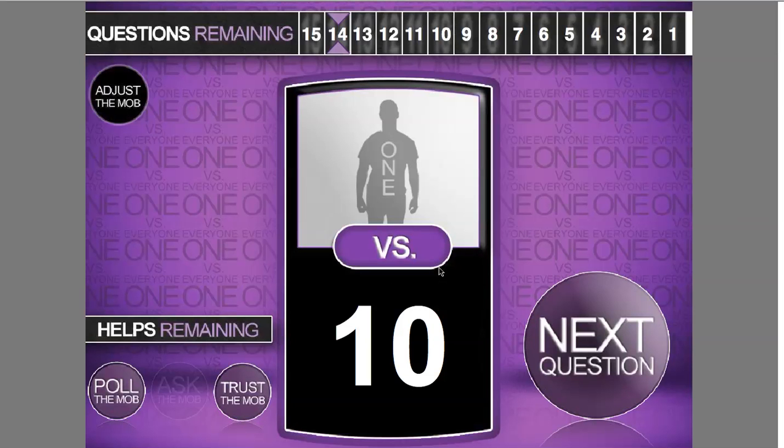And now this is the contestant versus just 10 of those audience members. We can always adjust the mob by, say for instance, a new student walks in the door, or a new audience member walks in the door. Or say for instance, a couple of the members of your audience are not paying attention. You can actually add and subtract members of the mob here. You can see how many helps you have remaining. And we can go on to the next question here as well.